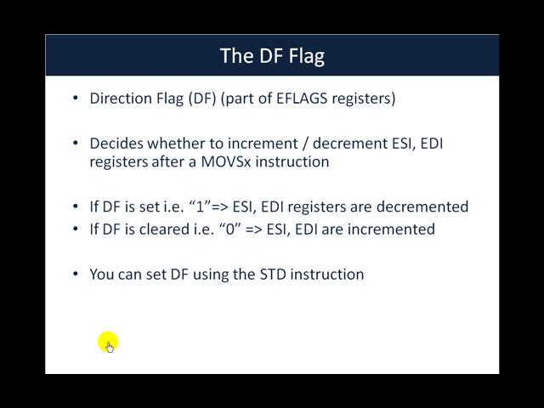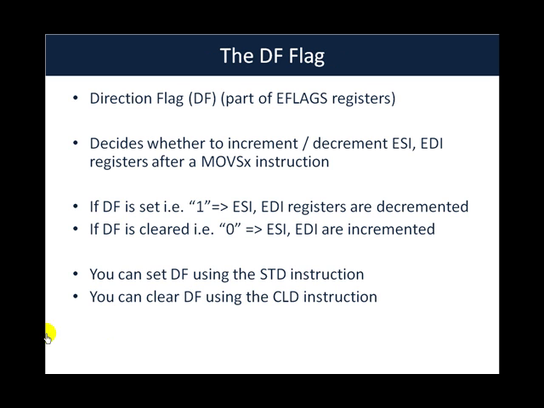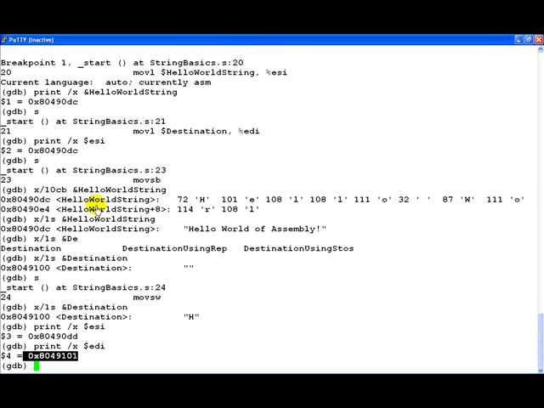Now one can set the DF flag by using the STD instruction, which is basically set DF flag, and it can be cleared by using the CLD instruction, which is clear direction flag. Okay. So with this background, let's now look at what is the value of DF in the previous example which we are looking at. So in order to do that, we simply do info registers.